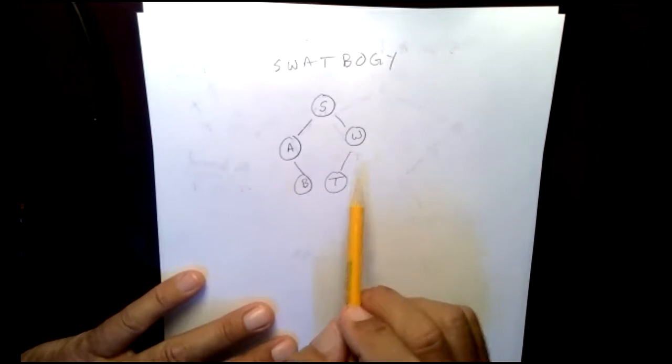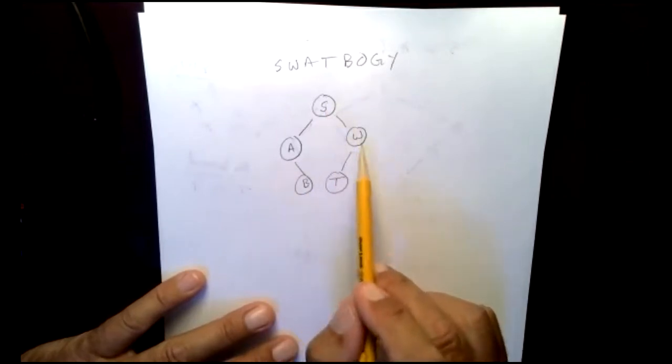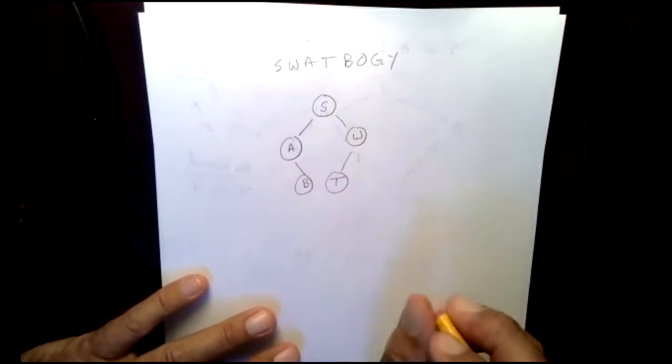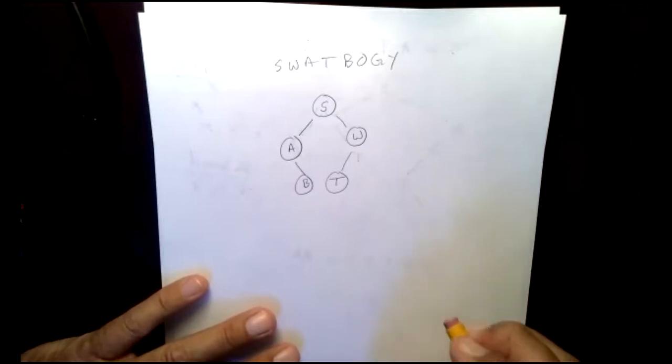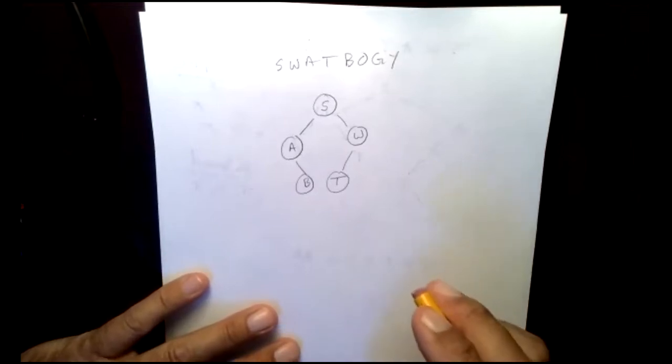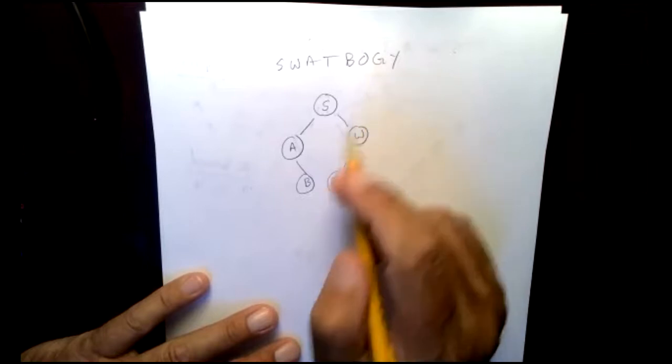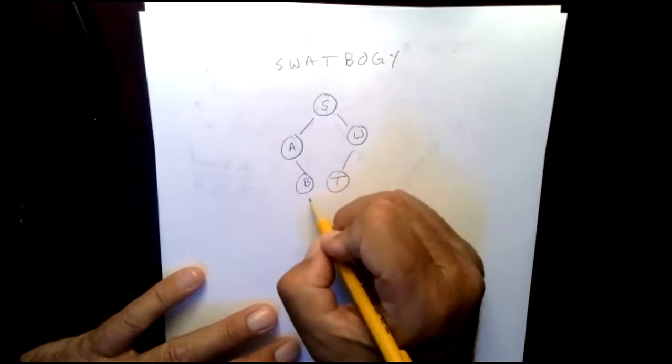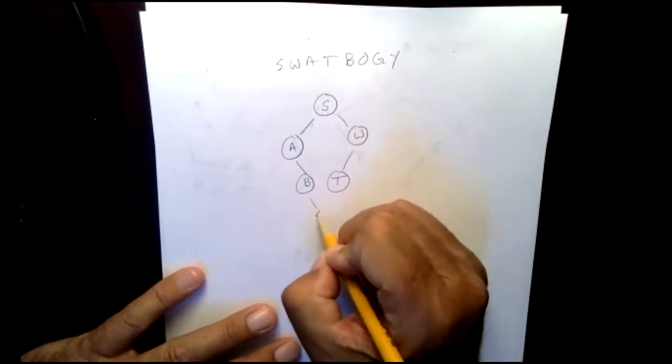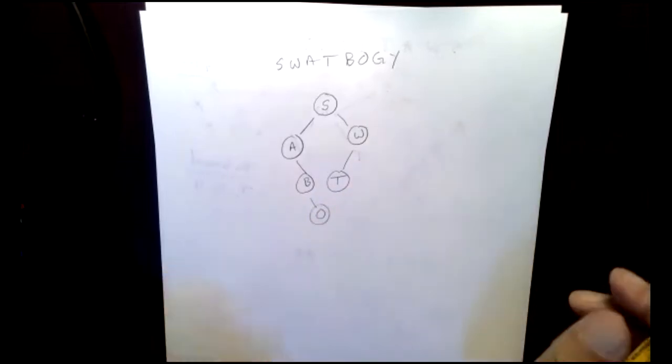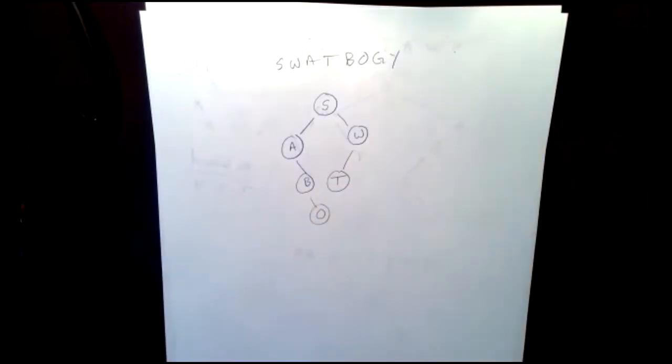1, 2, 3, 4, 5, 6, 7. If I have 7 characters, I should be able to do it in log big O base 2. Okay. Now after B, I want to add O. And as soon as I add O, I get in trouble. Which letter is my problem child?